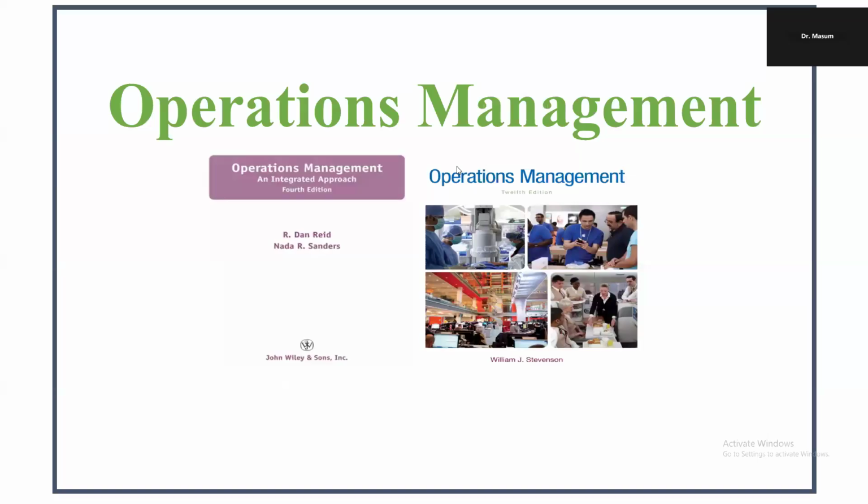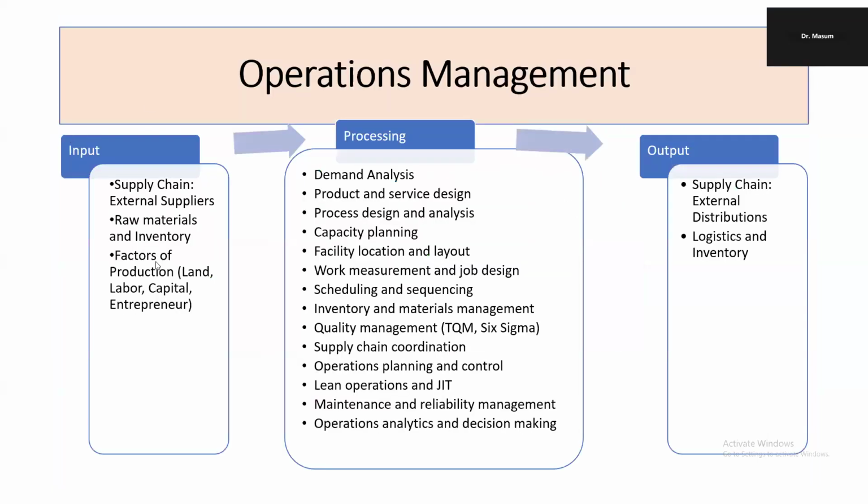Continuing the previous discussion, operations management is ultimately known as process management. When we are converting inputs into outputs, we focus more on process. Process management is operations management for a manufacturing company.